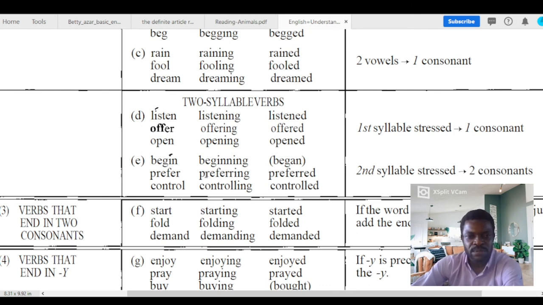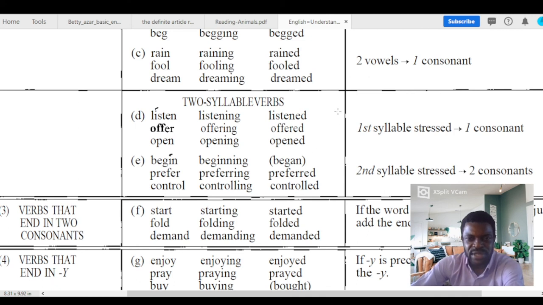Here, prefer, preferring. We're talking about the ing because the stress lies on the second syllable. So for prefer, the last three letters, F is a consonant, E is a vowel, R is a consonant. So we need to double the R here to form our ing form. We also have to double it to form our ed, preferred. The same goes with control.